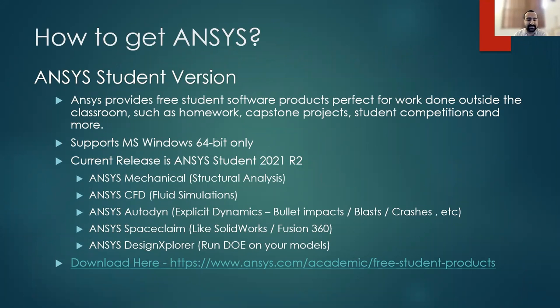Well, ANSYS provides a free student version that has everything that you want to use. And you can use it so long as it's for a classroom, homework, capstone project, competition, or some other academic purpose. It supports Microsoft Windows 64-bit only. And currently, the latest version is the 2021 R2. And it has everything you need, for example, ANSYS Mechanical, which is used for structure analysis, ANSYS CFD for fluid simulations, ANSYS Autodyn for explicit analysis, which is for things that are fast moving like bullet impacts, blasts, crashes.